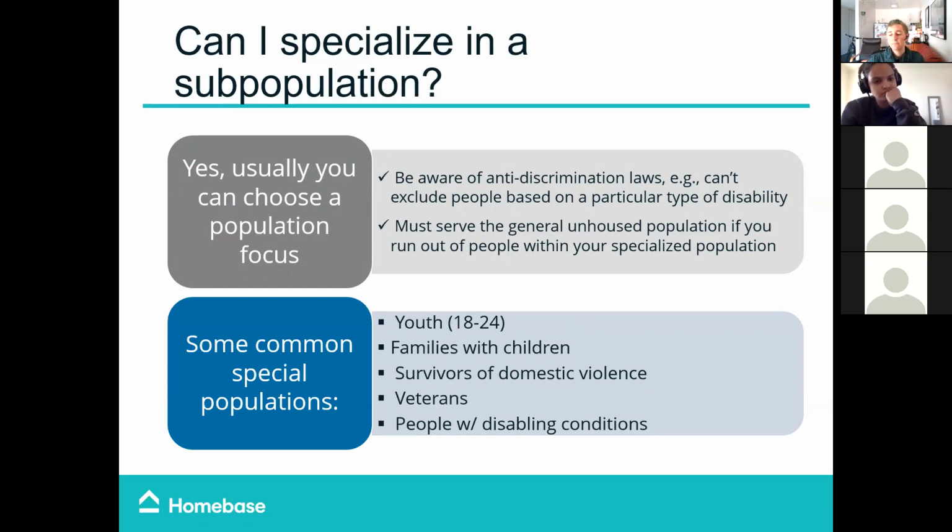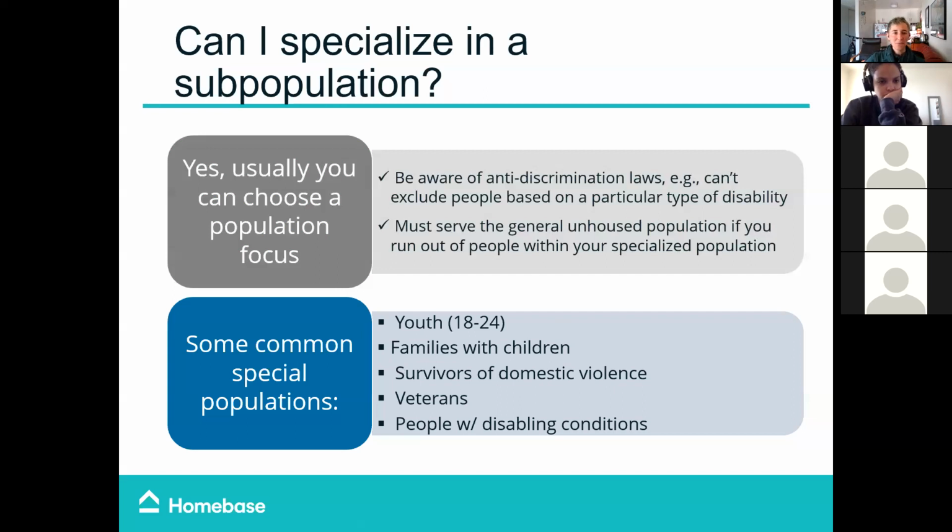This is another piece that we will talk about much more specifically in the Intro to CoC project design. How do you choose a special population? What are the things to avoid in picking a special population, and how do you make those choices as best fit your project design?